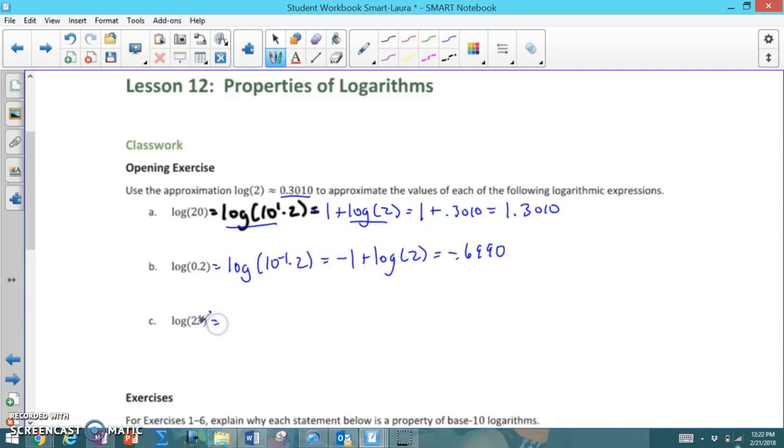And finally, for log of 2 to the 4th, that is the same as log of 2 times 2 times 2 times 2. So I can write it as log of 2 plus the log of 2 plus the log of 2 plus the log of 2, which actually reminds me that I have 4 of them, times the 0.3010. So you may have remembered a different property to help you with that.